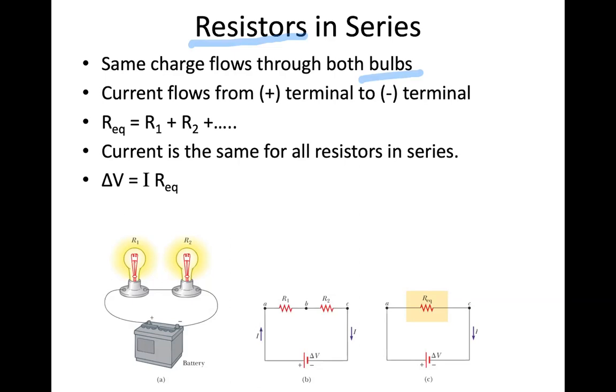So we have our battery with our positive side and our negative side, and all the current flows through bulb 1, has nowhere else to go, must flow through bulb 2 and come back. There's no split, there's no junction. So the same charge is flowing through both bulbs.